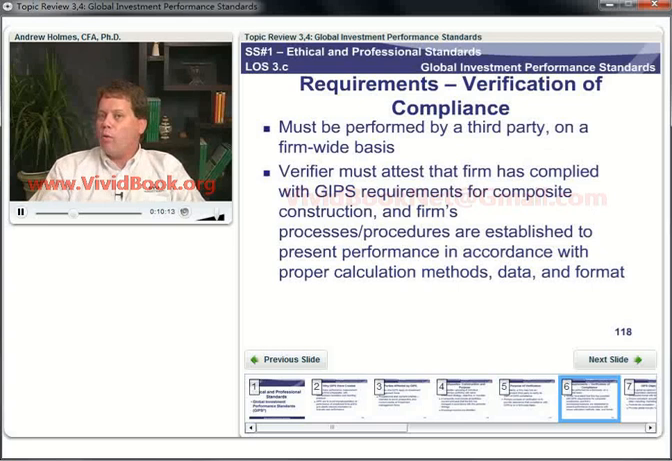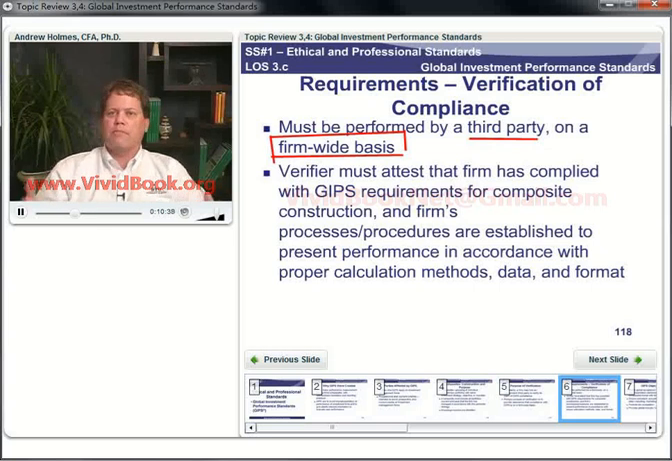Now, what are the requirements for compliance? Well, first of all, if we're looking at verification here, then it has to be performed by a third party. And this idea of firm-wide basis is going to be something you're going to see a couple of times as we finish this material out. So you can't comply with GIPS in a composite or in a particular asset class or something else. If you're going to claim GIPS compliance, then you have to do it on a firm-wide basis. And what exactly a firm is, we'll have a little bit more data on in just a little while.